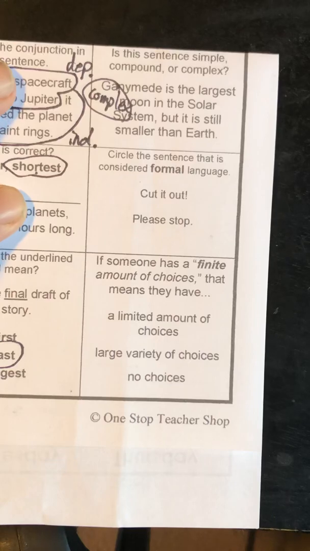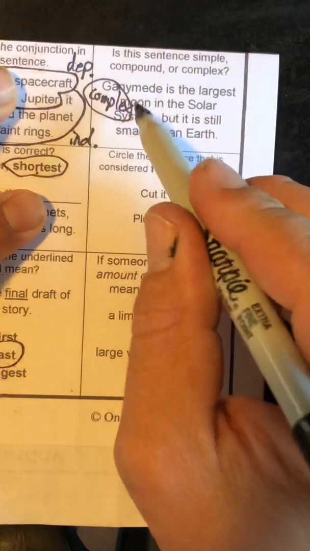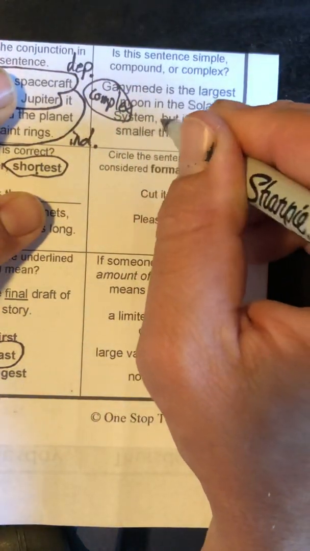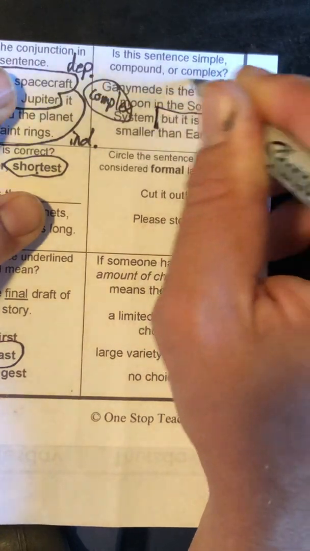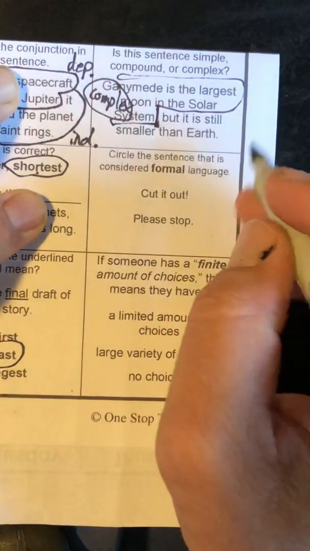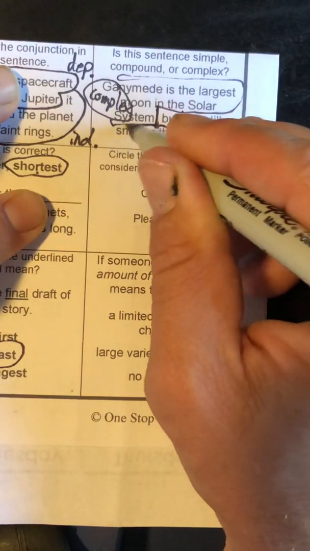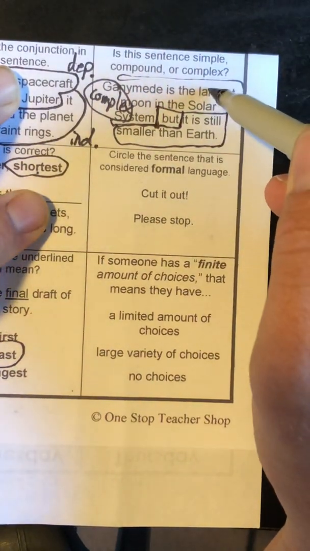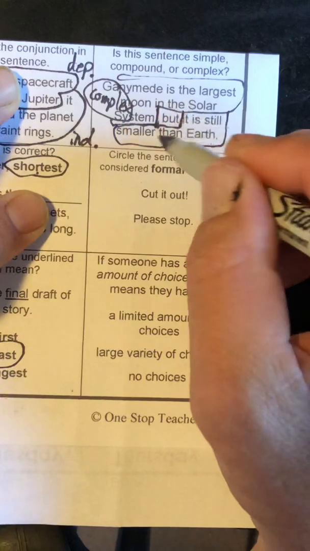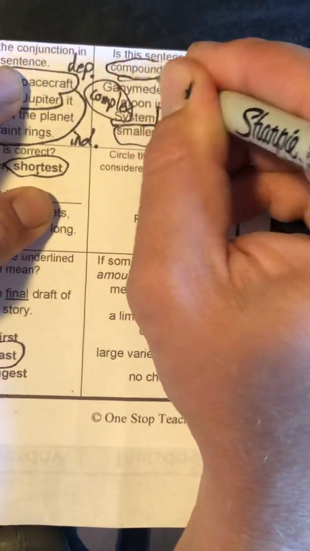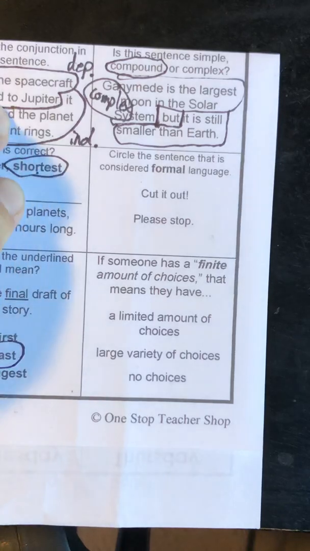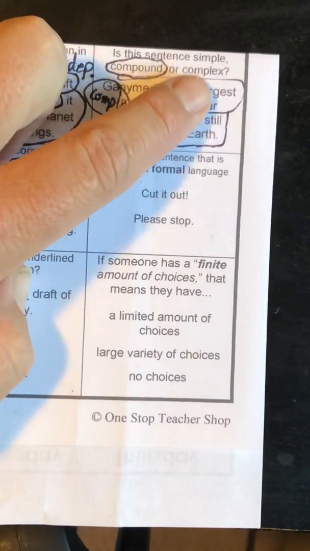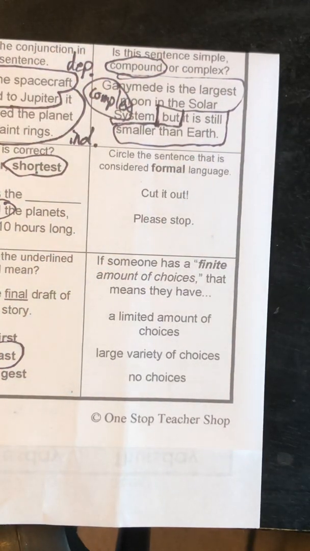Is this sentence simple, compound, or complex? Ganymede is the largest moon in the solar system. That's an independent clause, so that can stand on its own. But it is still smaller than Earth. That's also an independent clause. So we have an independent clause and an independent clause connected by a coordinating conjunction. So this is a compound sentence. It's not until you have an independent clause and a dependent clause that it becomes a complex sentence.